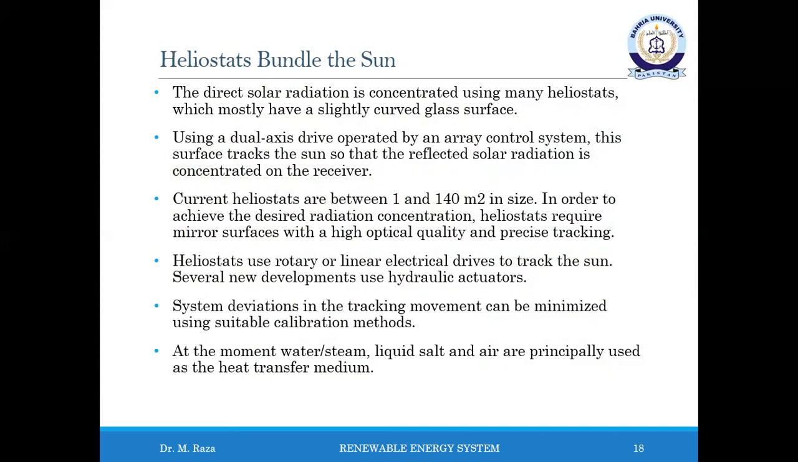Heliostats use rotary or linear electrical drives to track the sun. Several new developments use hydraulic actuators. System deviation in the tracking movement can be minimized using a suitable calibration method. Current heliostats are controlled and supplied with energy for the tracking via cables. New developments are moving toward using radio-controlled heliostats with local energy supplied via a small PV module.